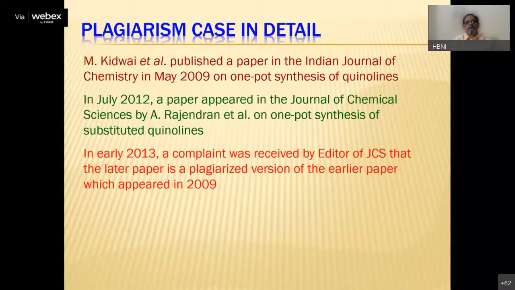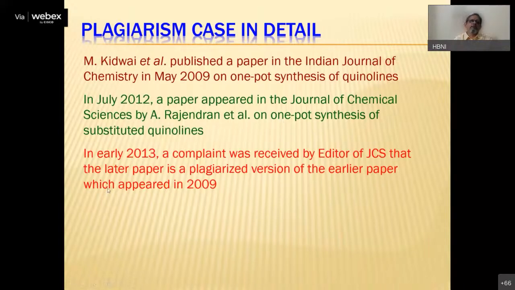So I would like to illustrate one or two cases of plagiarism in detail. The first case is that in 2009, there was a paper which was published by M. Kidwai et al. in the Indian Journal of Chemistry on one-pot synthesis of phenolanes. Then later in July 2012, there was a paper which appeared in the Journal of Chemical Sciences by A. Rajendran et al., again on one-pot synthesis of substituted phenolanes.